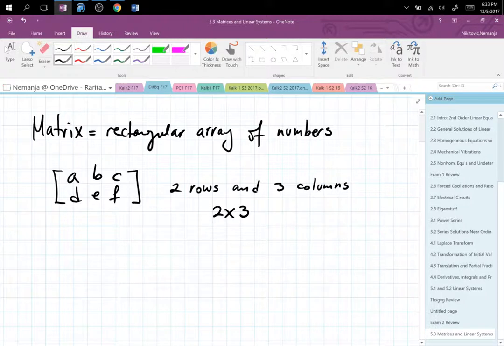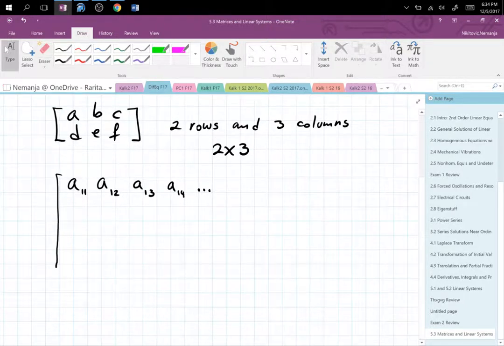What we do consider is when we have multiple entries, and the first entry would be 1, 1. It's the first row, first column. It's row and then column. So row 1, column 2, row 1, column 3, row 1, column 4, going on forever. These matrices can be as big as you need them to be.